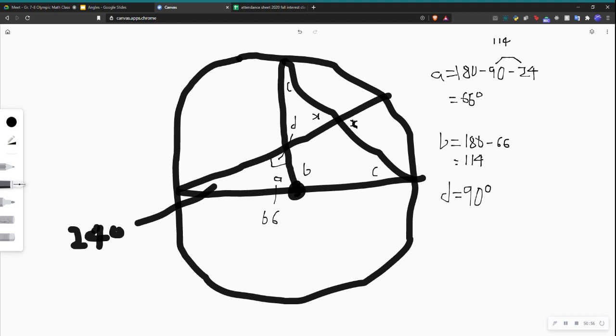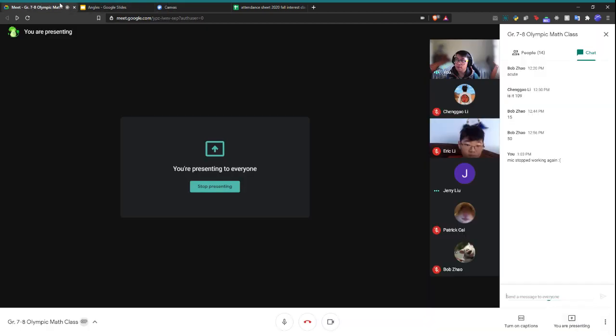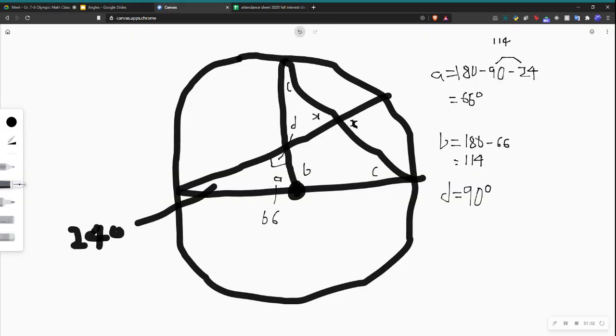Okay. Can someone tell me what the next step should be? I'll let you guys figure it out. What should be the next step? Here, we have D is 9 degrees now. B is 114. Someone tell me what we should do next. It's probably the hardest step in this problem, but it's not too difficult if you think about it carefully.